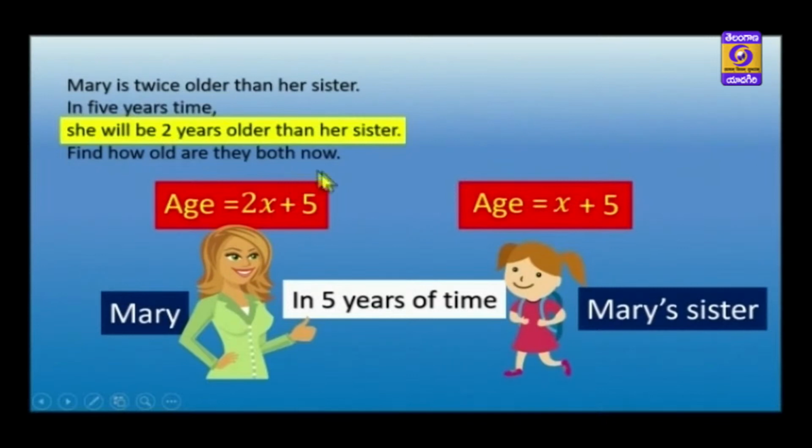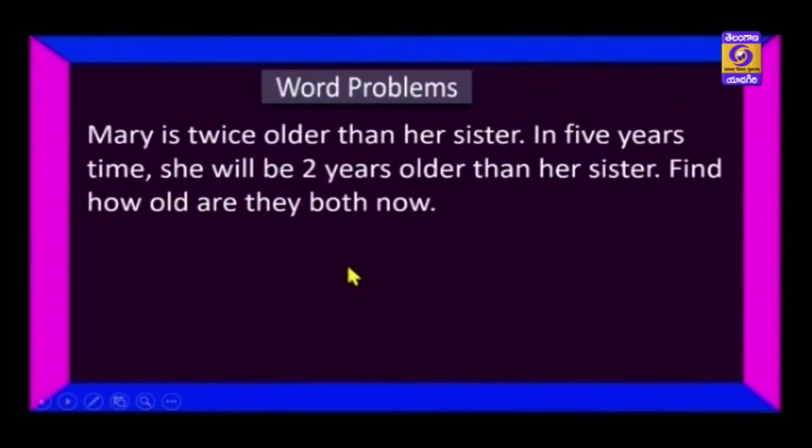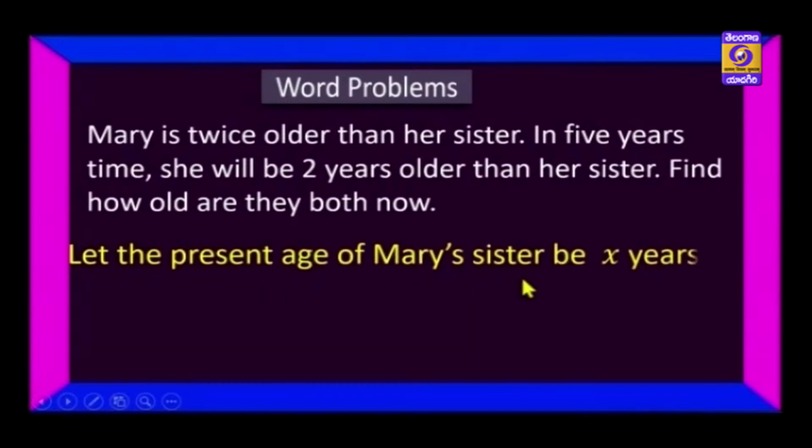Let us observe what is the next line in the question. She will be, she means Mary. Mary will be 2 years older than her sister. That means 2x plus 5 is just 2 more than x plus 5. That is Mary's age. So this is how we establish the linear equation using the instructions in the question. Now we go back to the question. We write the steps. Let the present age of Mary's sister be x years, we assume.